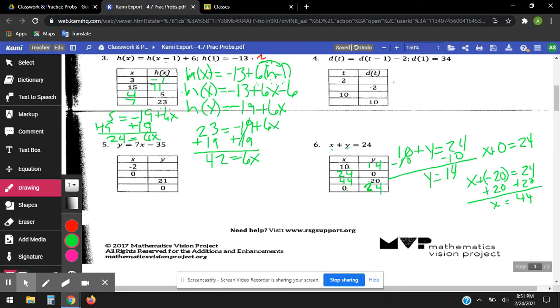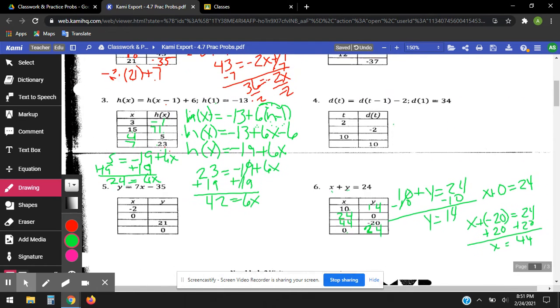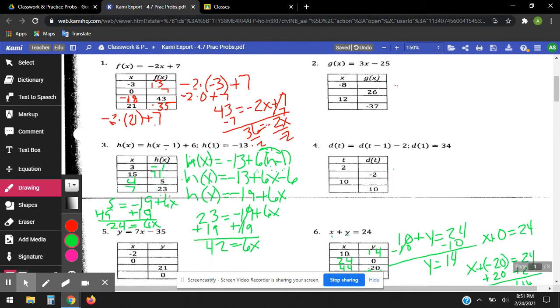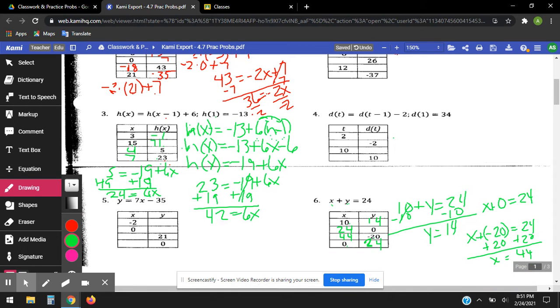Still substitute in. So I'm going to leave 2, 4, and 5 for you guys. We'll just find the explicit for 4 and then you can go from there.